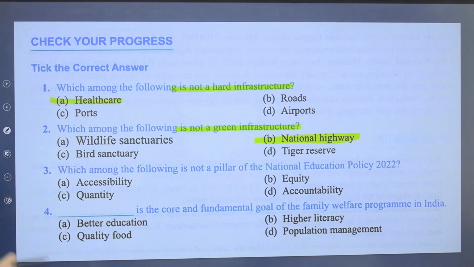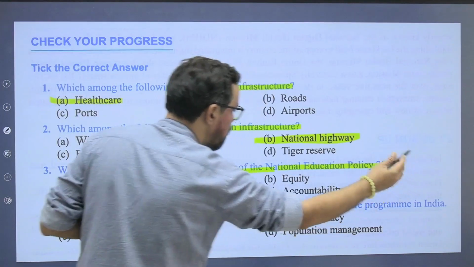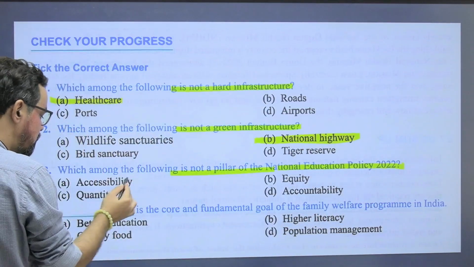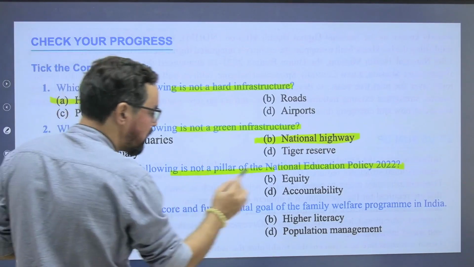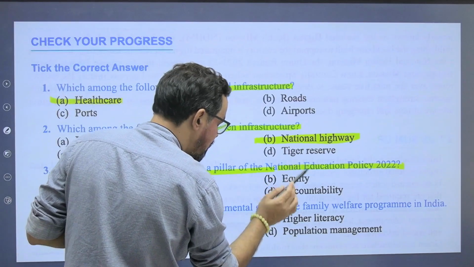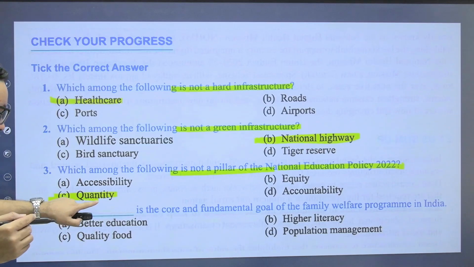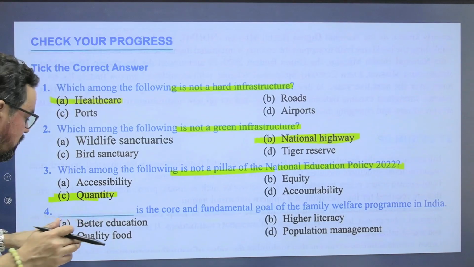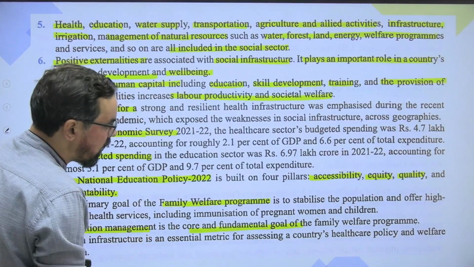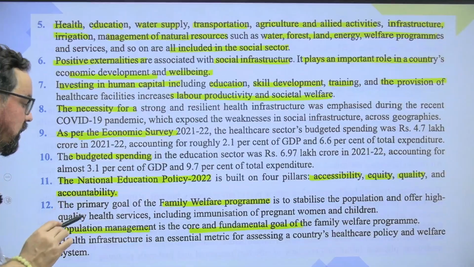Okay? Which among the following is not a pillar of National Education Policy 22? Okay? So accessibility, quantity is not part of this one. Accessibility, equity, accountability, and quality, not quantity. ठीक है, so here it is mentioned quantity, it was quality. So if you see, accessibility, equity, quality and accountability. ठीक है, so that is the one.